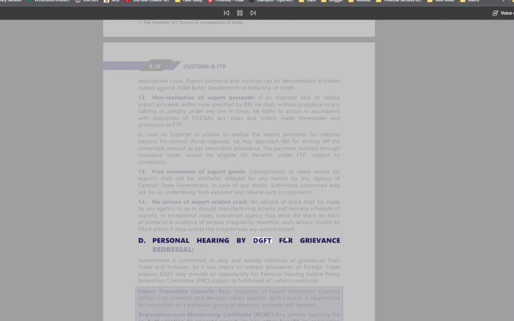D. A personal hearing by DGFT for grievance redressal. Government is committed to easy and speedy redressal of grievances from trade and industry. As a last resort to redress grievances of foreign trade players, DGFT may provide an opportunity for personal hearing before Policy Relaxation Committee, PRC, subject to fulfillment of certain conditions.